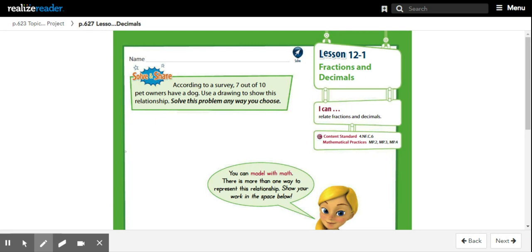All right, so let's go ahead and go over it. So if I'm looking at survey results and I see 7 out of 10 pet owners have a dog, and I want to think back to fractions since that's what we've just done, I'm going to start off by drawing a picture. Hopefully, your picture was split into how many there are total, which would be 10.